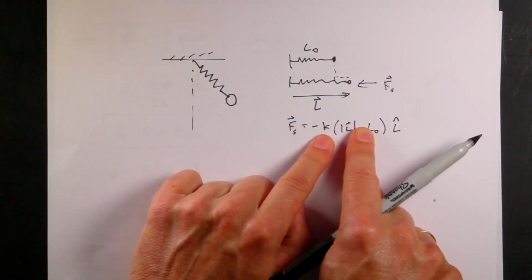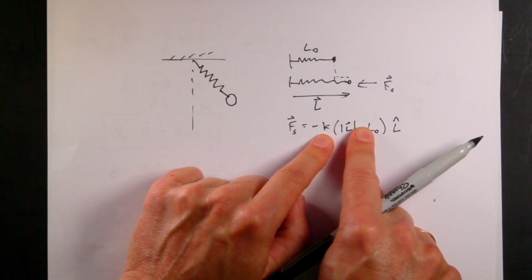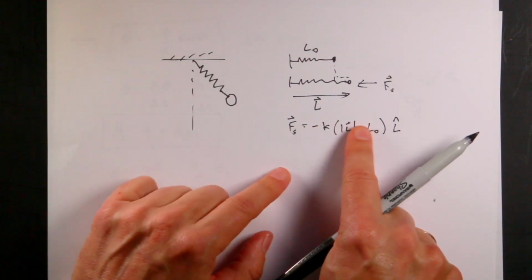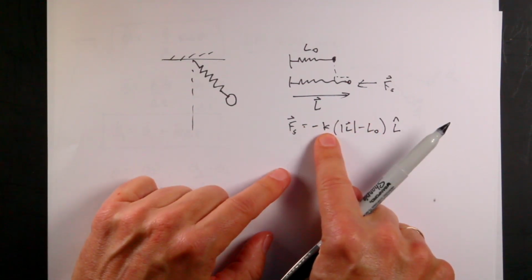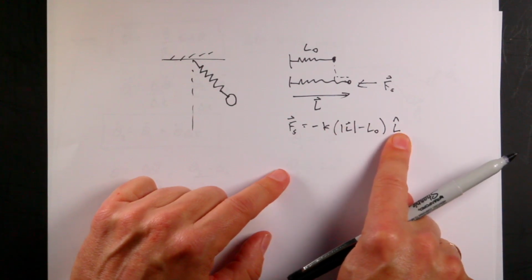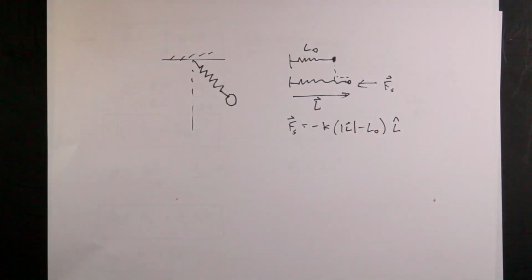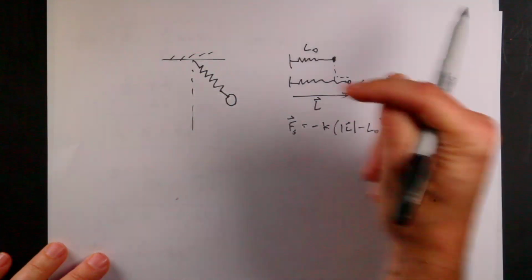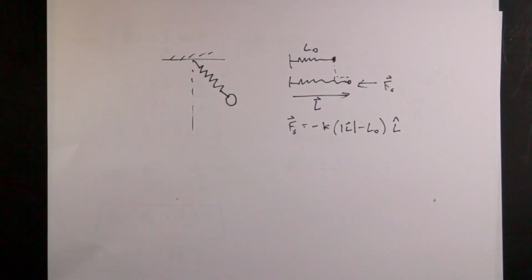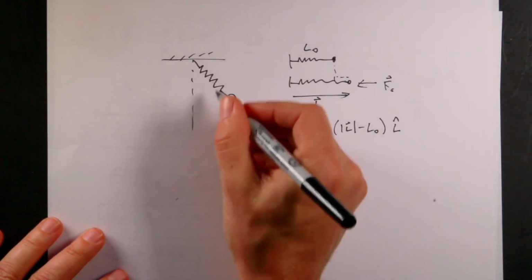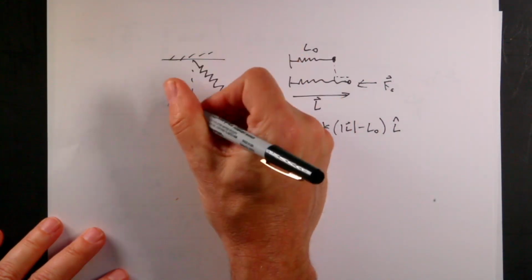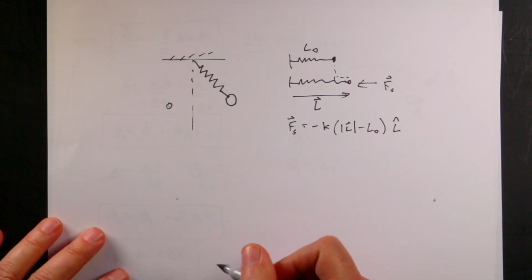K is the spring constant. It tells you how stiff the spring is. So this is a positive number. That's positive. L hat is a unit vector in the direction of L. So it has a magnitude of 1. It doesn't change it. So I need the negative sign to say it's pulling back that way. So I need that because as this ball moves around, the direction of the force is going to change.